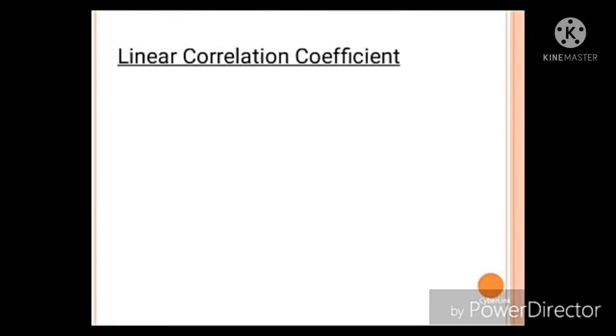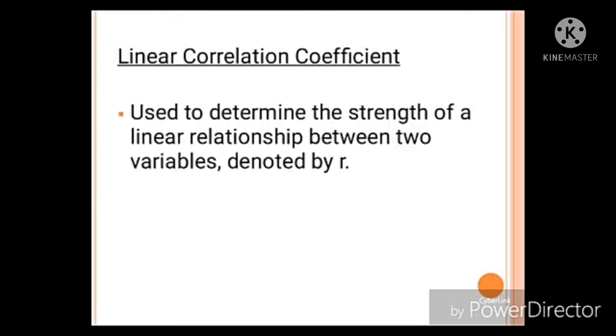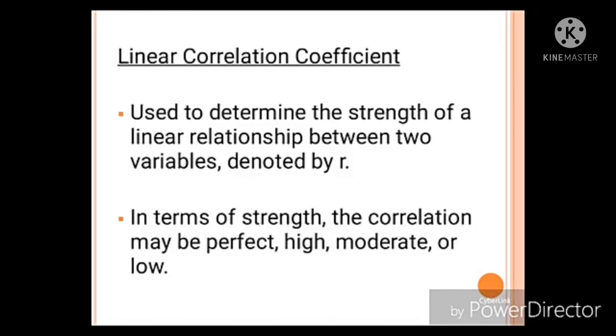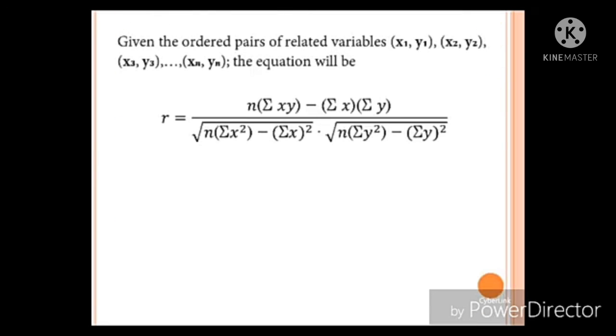Linear correlation coefficient. It is used to determine the strength of a linear relationship between two variables, which is denoted by r. In terms of strength, the correlation may be perfect, high, moderate, or low. Likewise, in a perfect correlation, all points in the scatter diagram lie on a straight line. Given the ordered pairs of related variables x1 and y1, x2 and y2, x3 and y3, and so on, the equation will be like this.